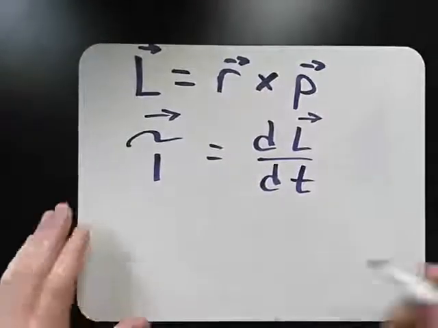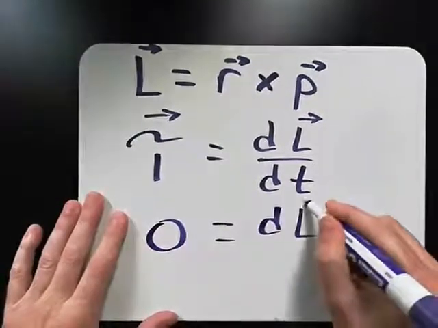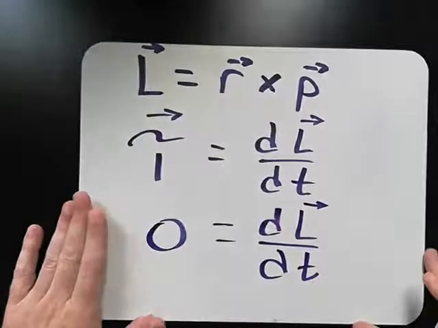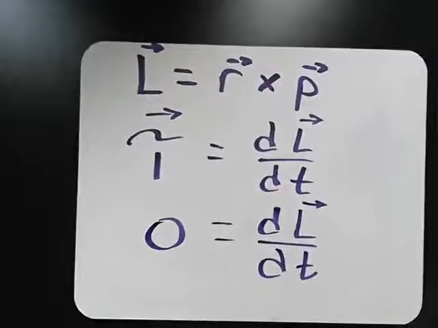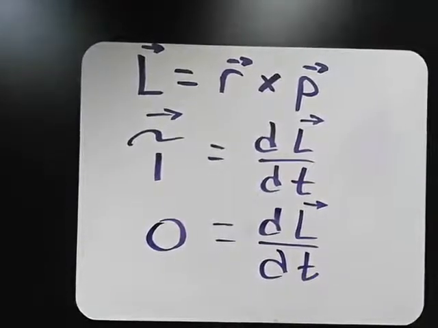So what we end up seeing is if you have 0 torque, then you have 0 change in angular momentum. So basically, if the net torque is 0, then the angular momentum will stay constant. And then this is where it gets kind of interesting. And I don't mean mathematically it's difficult or anything like that, but it gets conceptually interesting.